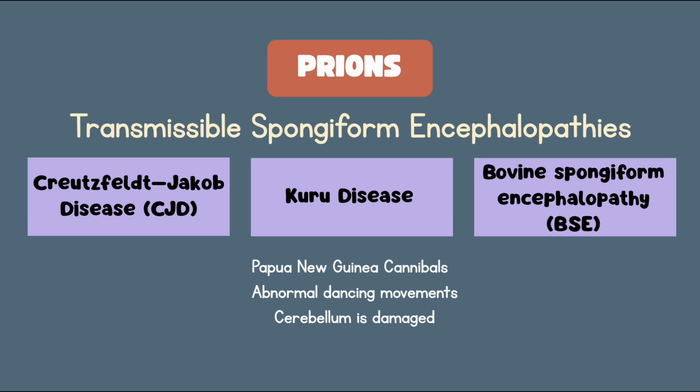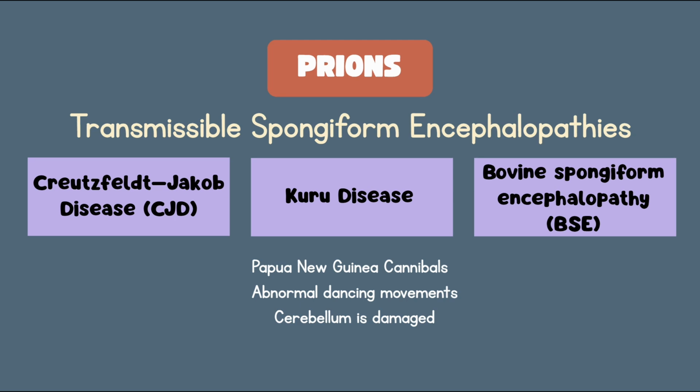So what happened is the people of this tribe started to eat human tissues, and they ended up eating a brain that was infected with prions. And they developed uncontrolled dancing-like movements. Now, the reason they developed uncontrolled dancing-like movements is because the cerebellum was damaged. And we know that the cerebellum is the part of the brain that's responsible for coordination. So if you damage that part, it makes sense that we would see abnormal dancing movements.